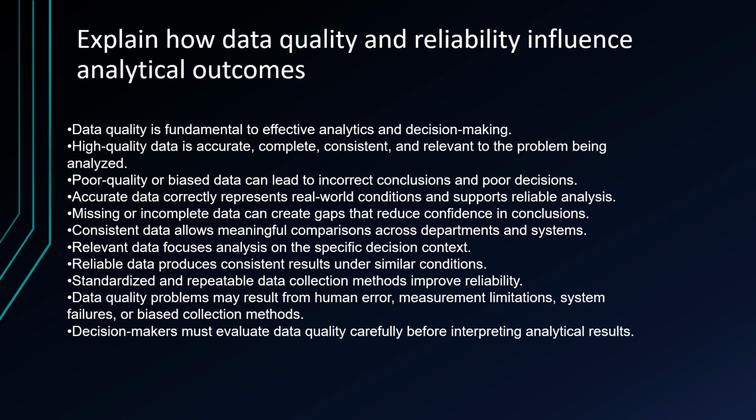sources. Accuracy refers to whether the data correctly represents real-world conditions. For example, if a hospital records incorrect patient information, or if a financial institution records inaccurate transaction amounts, then the resulting analysis will also be incorrect. Analytical systems cannot automatically distinguish between accurate and inaccurate information. They process whatever data is provided to them. Therefore, inaccurate data creates a direct pathway toward unreliable conclusions and potentially harmful decisions.